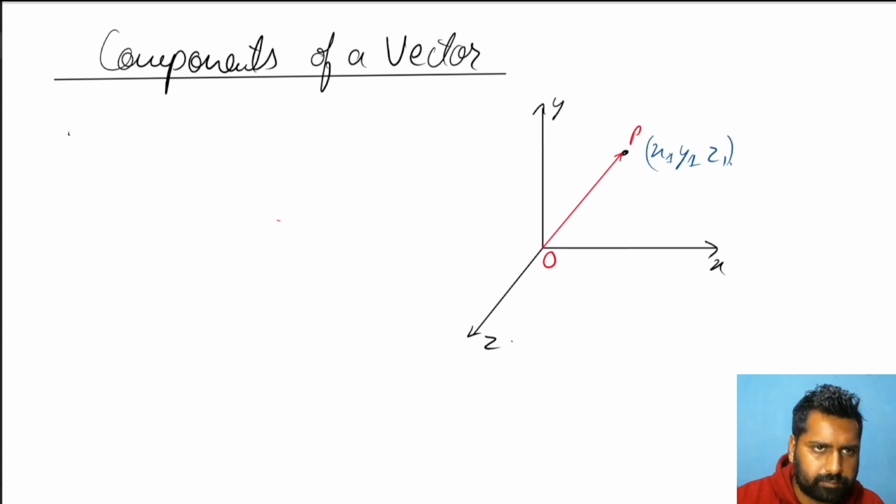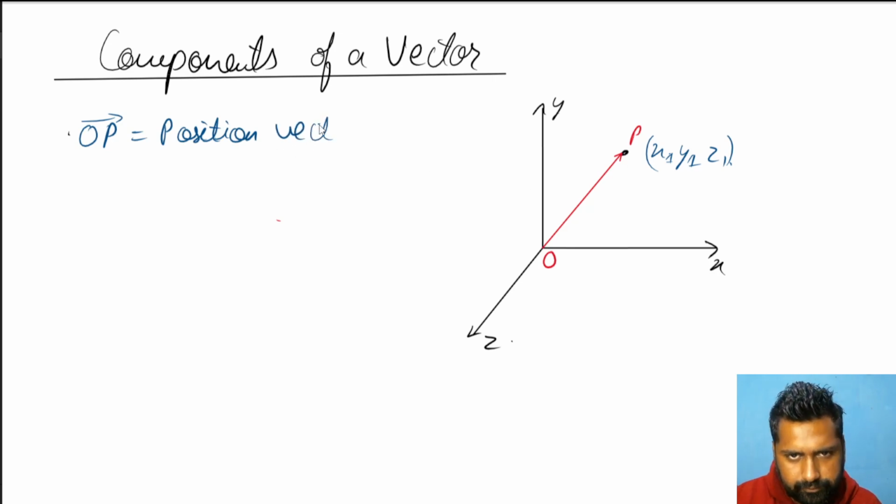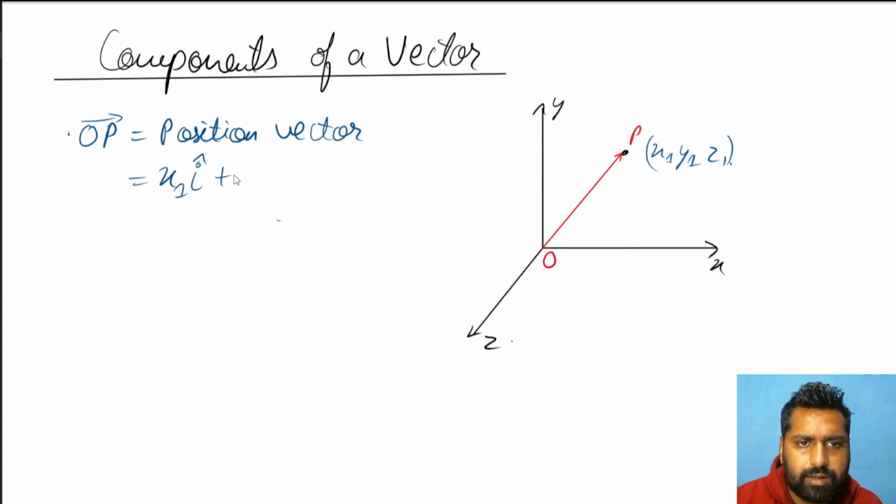So your OP vector, first of all, is called a position vector, meaning whatever position the point has in terms of coordinates. Now we'll write it in terms of vectors. How do we write that? We just add i cap, j cap, k cap to the coordinates. I'll explain what i cap is. x1 i cap, y1 j cap, z1 k cap.